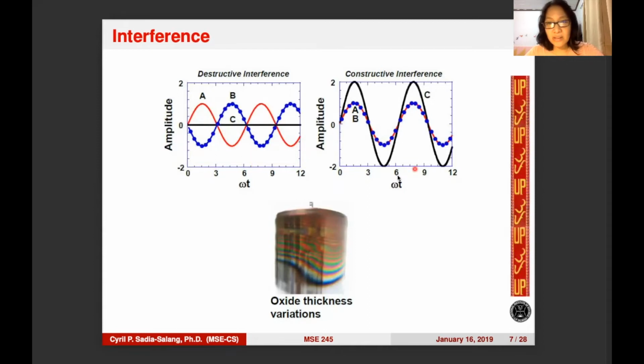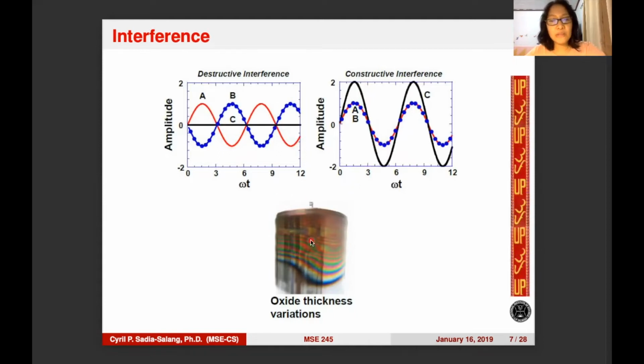In contrast, in the photo on the right side, we have waves A and B that are in phase, resulting in wave C, which has greater amplitude, which has increased amplitude. Okay? This indicates constructive interference.